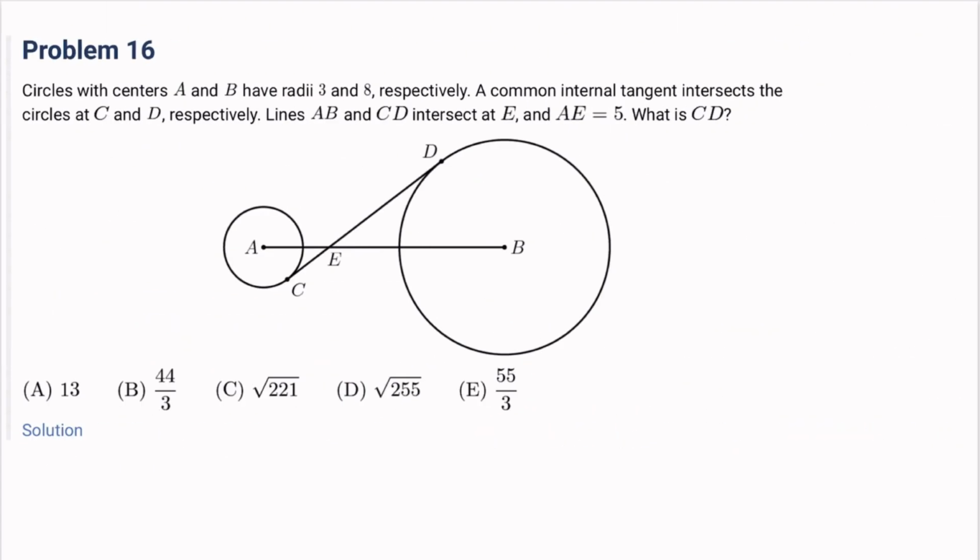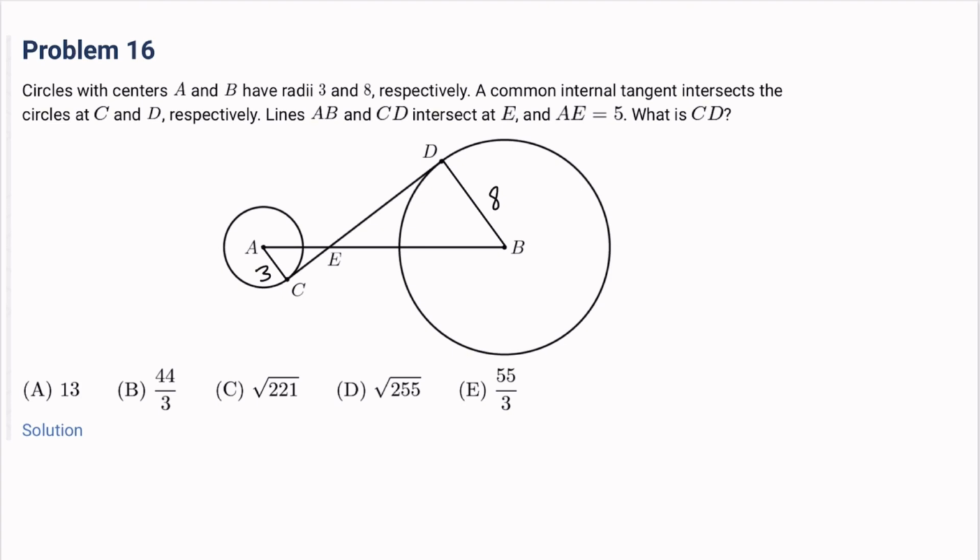Number 16, circles with centers A and B have radii 3 and 8 respectively. A common internal tangent intersects these circles at C and D respectively. Lines AB and CD intersect at E and AE equals 5. What is CD? Okay, so they have radii 3 and 8. So this one has 3, and DB, this one has a radius of 8, right?